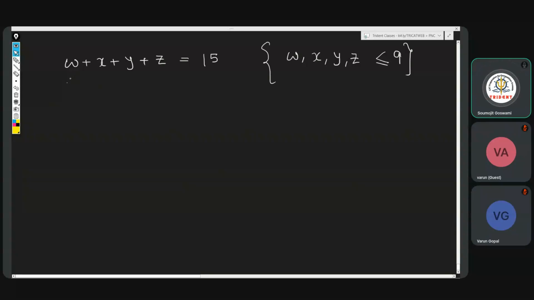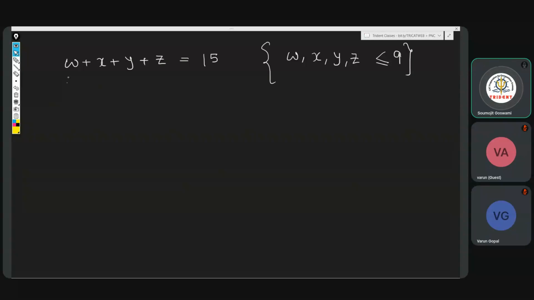Acha, one question: is 0 allowed in the w position? Yes, because we are looking at numbers less than 10,000. So one-digit numbers also, two-digit numbers also, three-digit numbers also, and so on and so forth. How do we do this? Bolo, think.